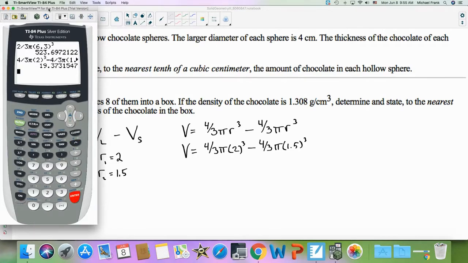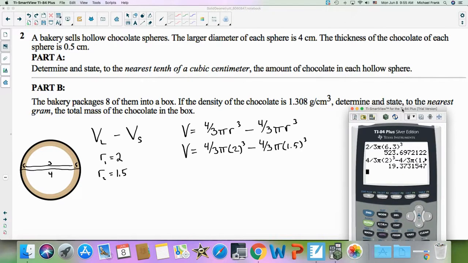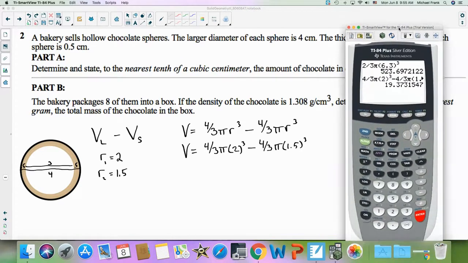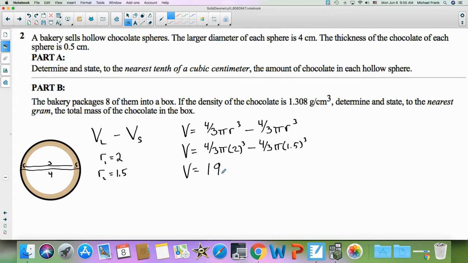Enter, and we get right there: 19.3731, right? And it said to the nearest, what? Determine to the nearest tenth the amount for each. Okay, just for one, so it's going to be 19.4 cubic centimeters per chocolate sphere.